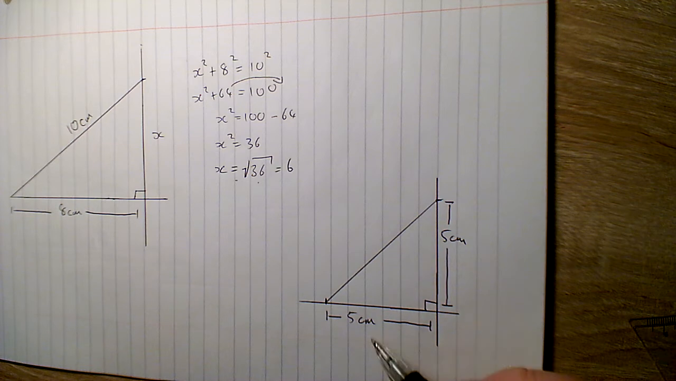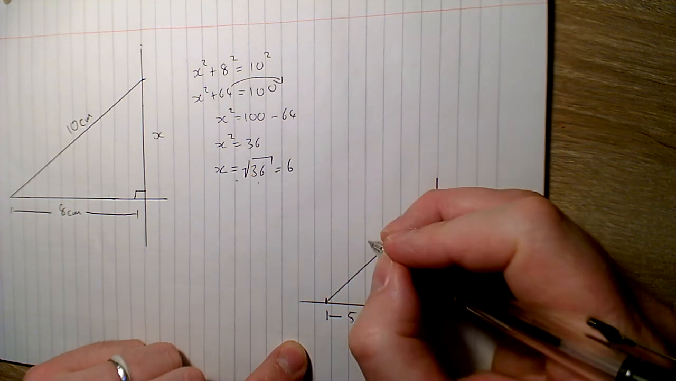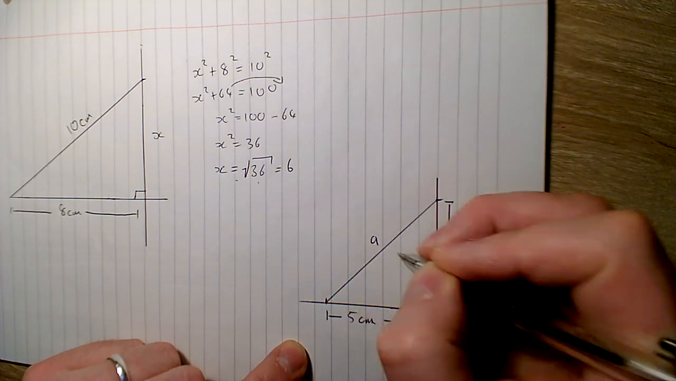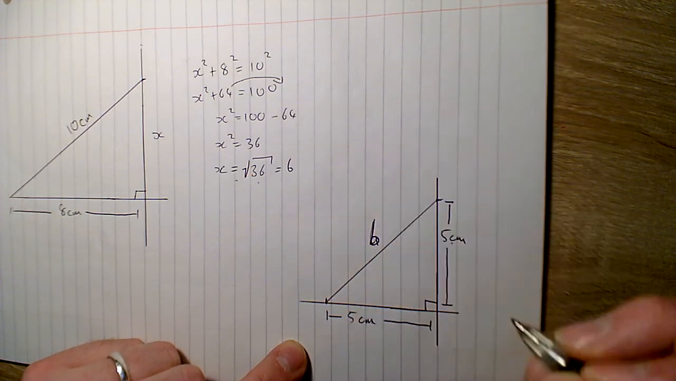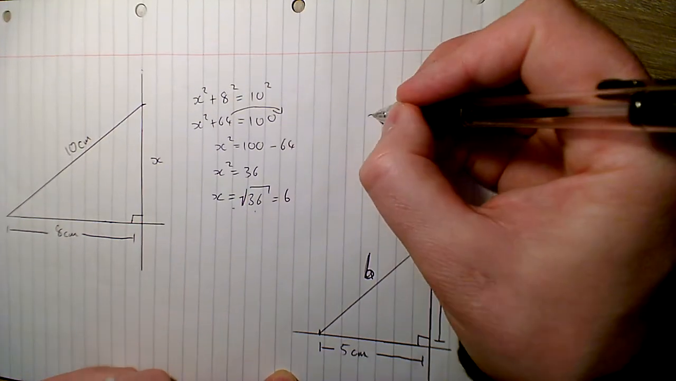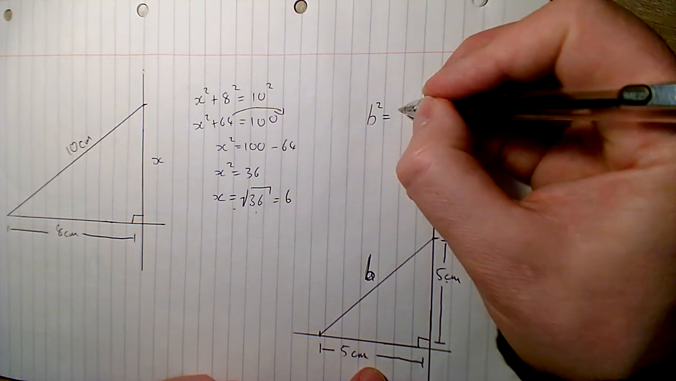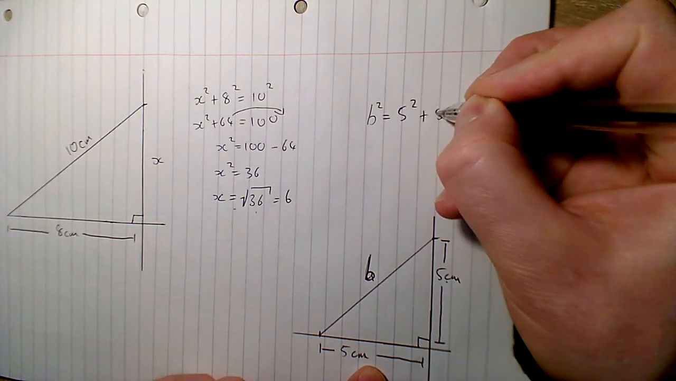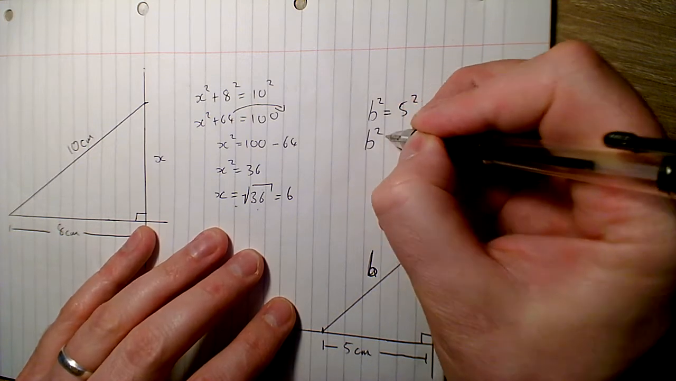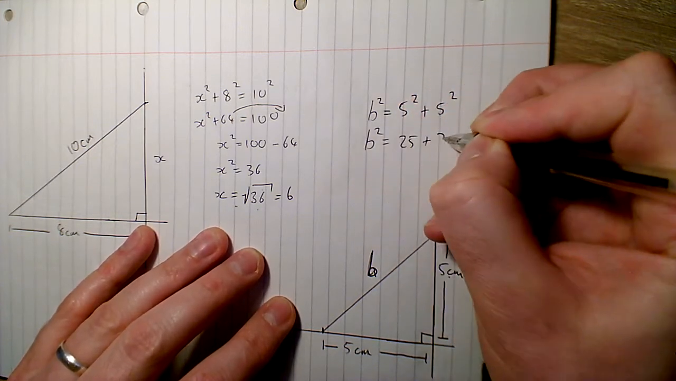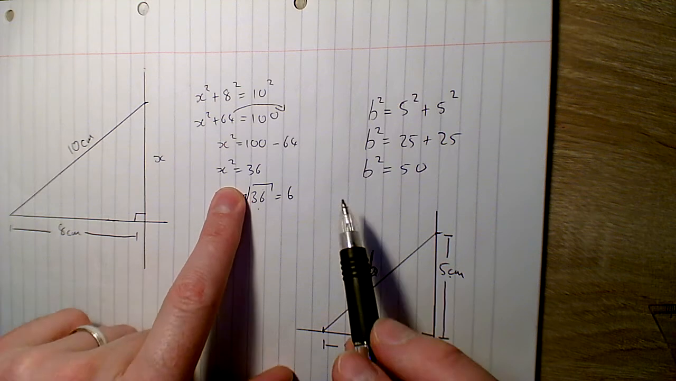And we'll finish up with this one here, where you have two sides of 5 centimeters. Let's suppose you want to say, what's that side? I'll call it B for a change. You'd say B squared, the hypotenuse, the longest side squared, is the other two sides squared and added together. It's the sum of the squares of the other two sides. Well, that says B squared is equal to 25 plus 25, or B squared is equal to 50.